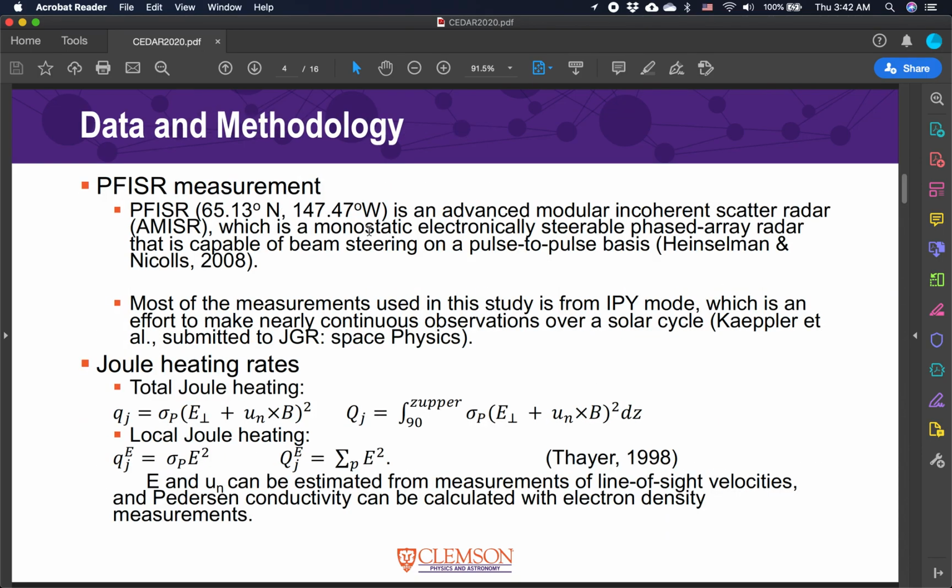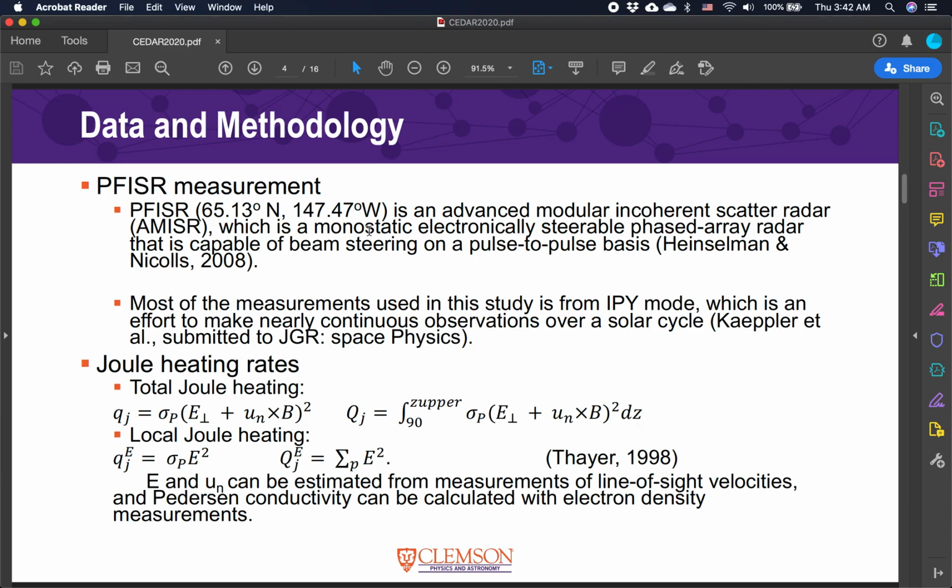Here is a brief introduction to the FPISR radar. FPISR is an advanced modular incoherent scatter radar, which is a monostatic electronically steerable phased array radar that is capable of beam steering on a pulse basis. Most of the measurements used in this study are from IPY mode, which is an effort to make nearly continuous observations over a solar cycle.